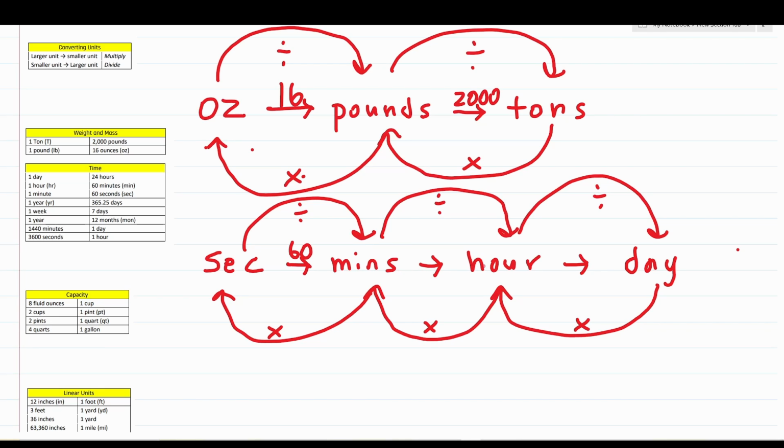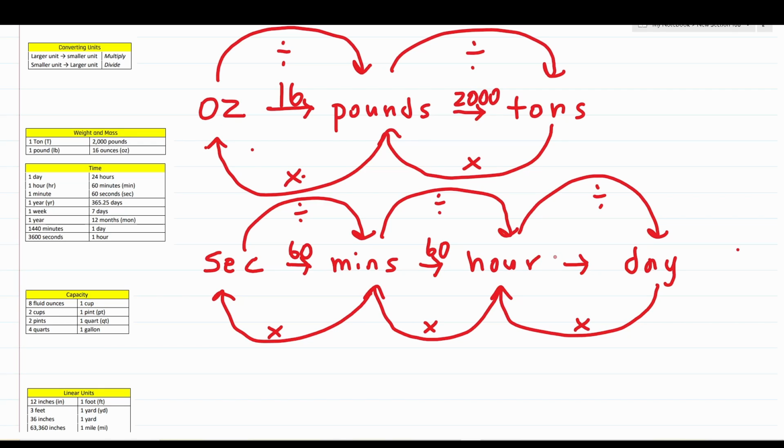How are we going to convert minutes to hours and hours to minutes? Well, for that, you have to know that there are 60 minutes in every hour. So to convert minutes to hours, you would divide by 60. To convert hours to minutes, you would multiply by 60.